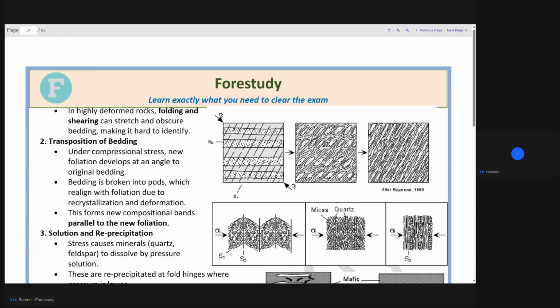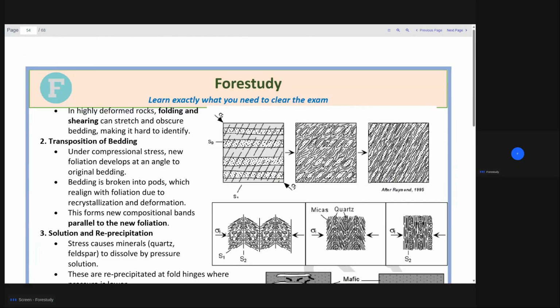Okay, so it makes it hard to identify when episodes or a high amount of deformation was introduced in the rock. Then, transposition of bedding. Under compressional stress, new foliation develops at an angle to the original bedding. Bedding is broken into pods, which realign with foliation due to recrystallization and deformation. This forms new compositional bands parallel to the new foliation.